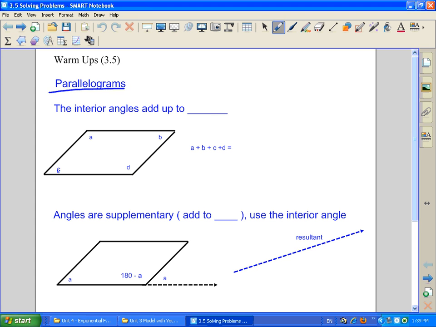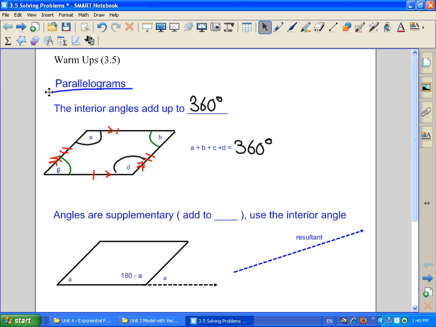So first of all, let's take a look at parallelograms, ladies and gentlemen. Here's a typical parallelogram. Some of the things we should note about a parallelogram is the opposite sides are always equal. The opposite sides are parallel to each other. Opposite angles are equal to each other. So those two would be equal, and these two would be equal. An important thing to remember is that the sum of all the interior angles will add up to 360 degrees. So A plus B plus C plus D equals 360 degrees.